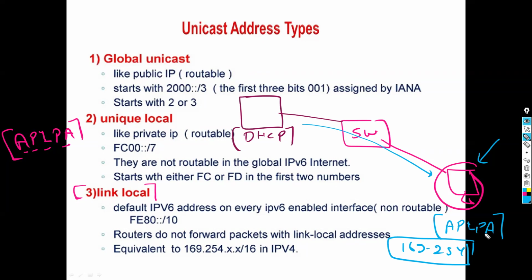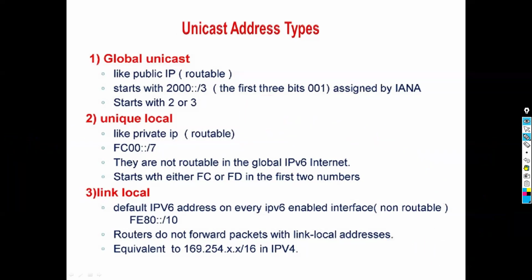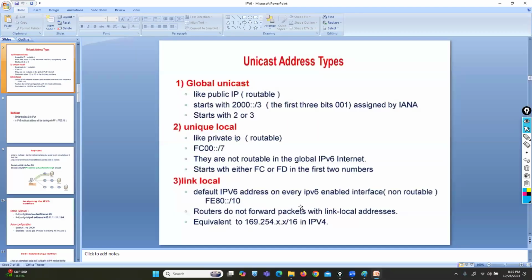In IP version 6, it's called link local. Every IPv6 enabled interface will get this series of IP. And the range always starts with FE8. Let me show you, for example.